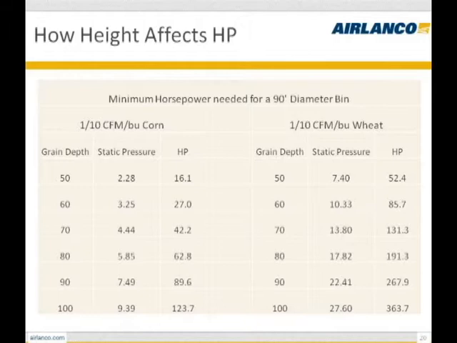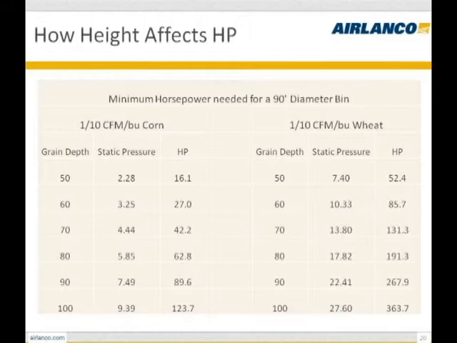But if you get to 100 feet, now you need 124 horsepower. That's about 70 times higher. It's not a linear growth, it's an exponential growth, it's a curve, and you've got to watch out for it. And the same thing with wheat. You see there, at 50 feet, you need 52 horsepower, and you can also see the static pressure is not linear. The only thing linear here is the foot, so you've got to keep that in mind as you get these taller and bigger grain bins.